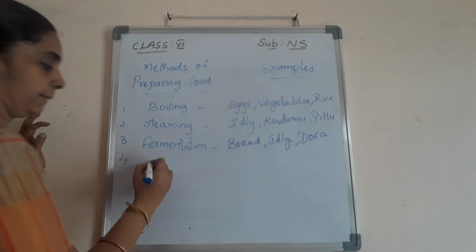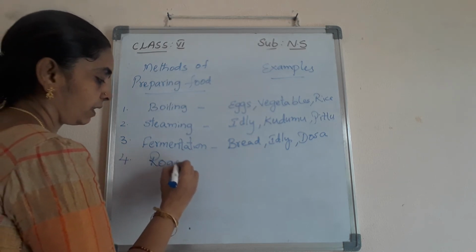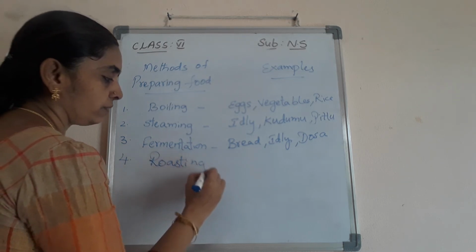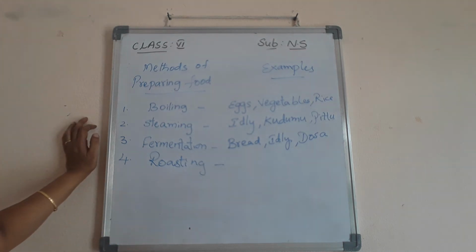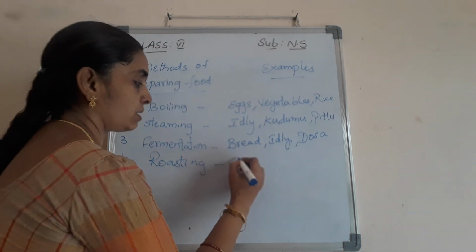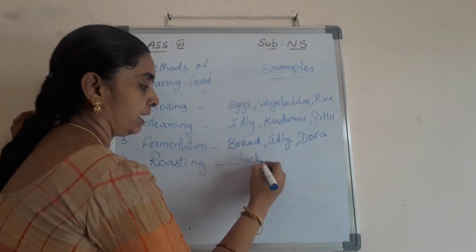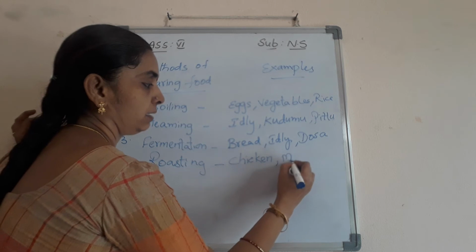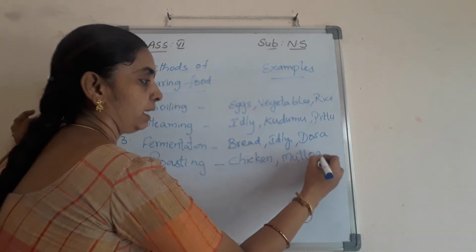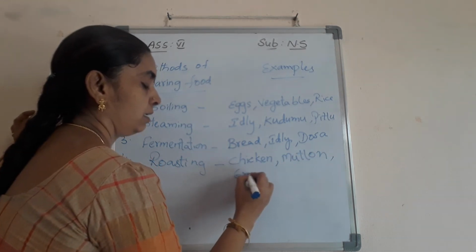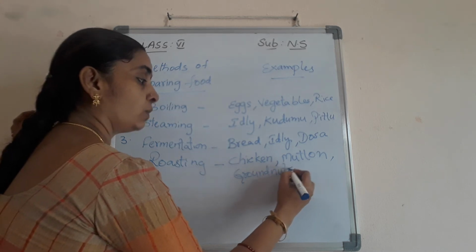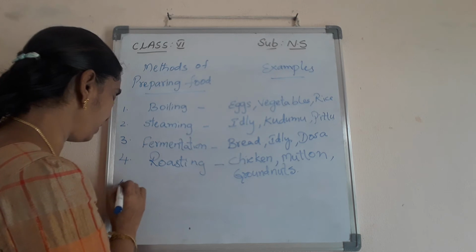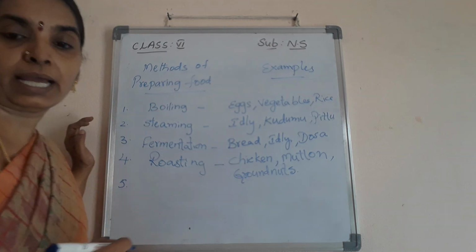Next is roasting. Bread roast, you will be doing the bread roast, isn't it? The roasting process is mainly done for chicken, mutton, groundnuts, isn't it? Roasting chicken, mutton, groundnuts also. They are boiled, and they can also be roasted to eat, isn't it? These are the methods of preparing the food items.